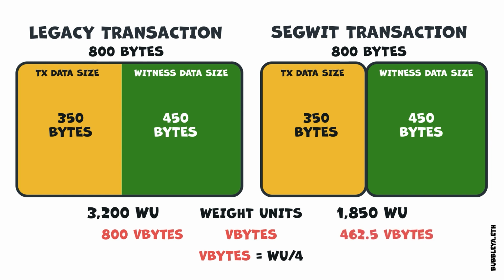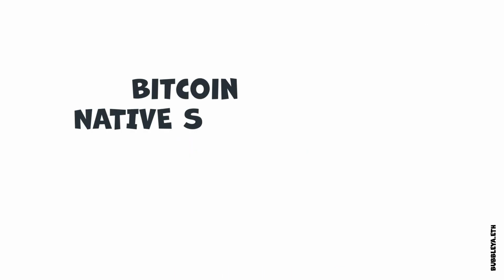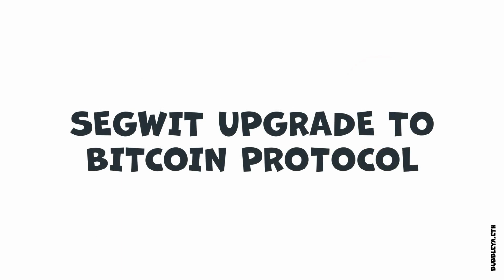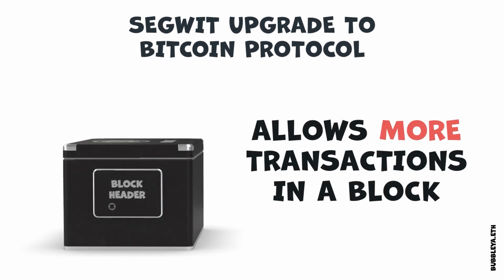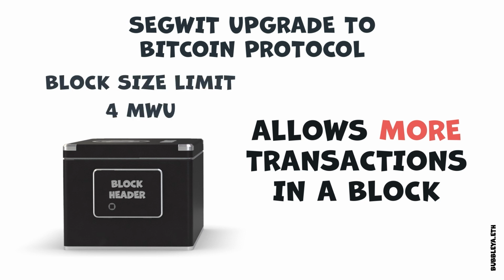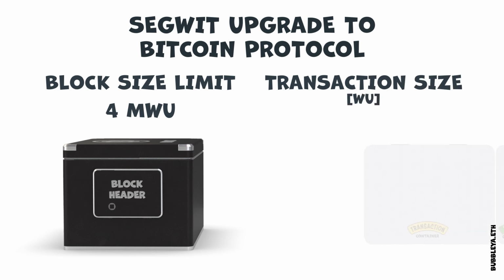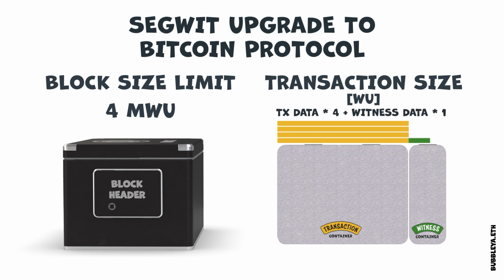Because you pay a fee based on the transaction size in weight units or virtual bytes, the payments with SegWit or Taproot addresses are much cheaper. At the time of the creation of this movie, using the native SegWit address was the most affordable choice. The new SegWit weighting mechanism allows more transactions in the block due to the change in the block size limit, which is now 4 megaweight units. In addition, transaction size is measured in weight units, with transaction data weighted 4 times and witness data weighted only once.